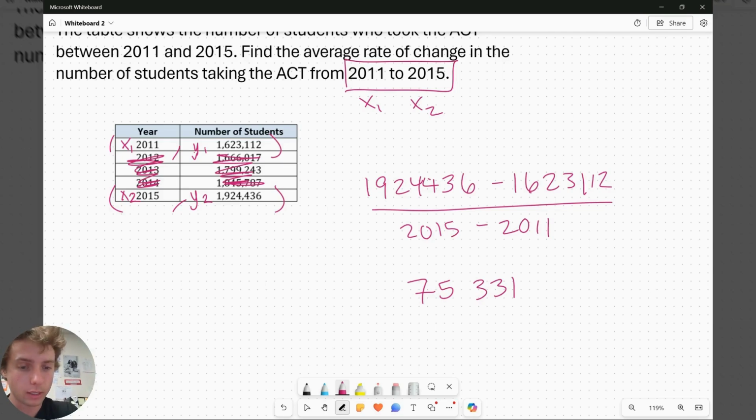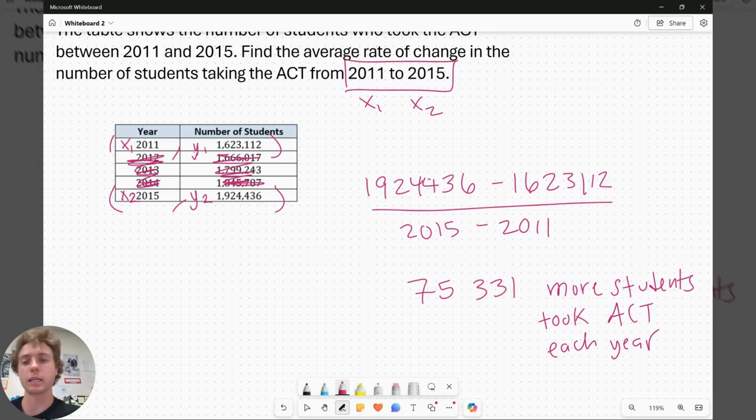So what we know is this is how many more students took the ACT each year, right? This is what we're saying the increase was each year. It's the average increase each year between 2011 and 2015.